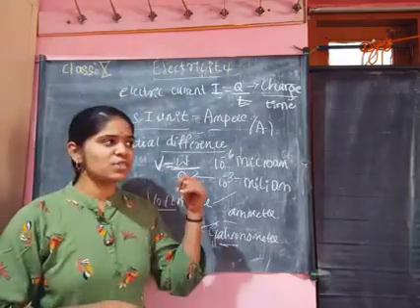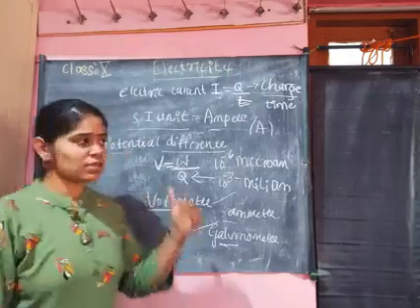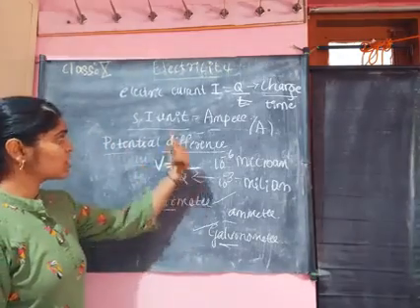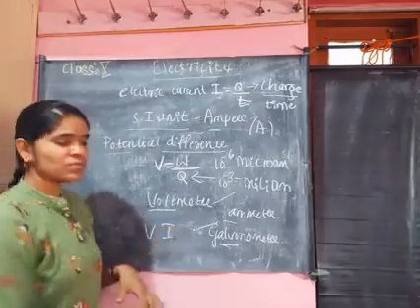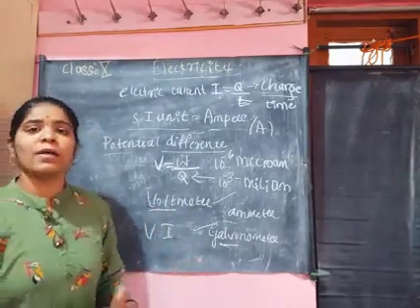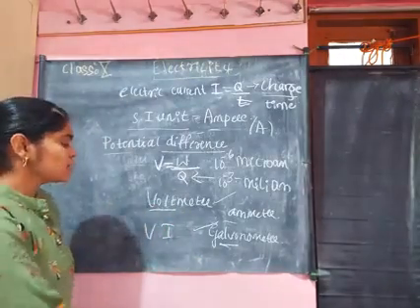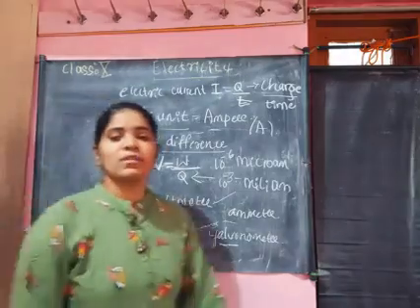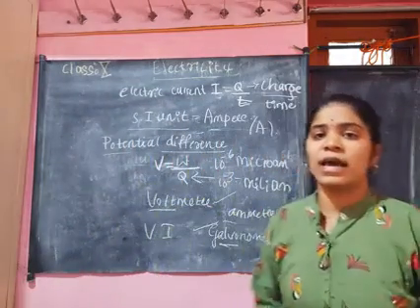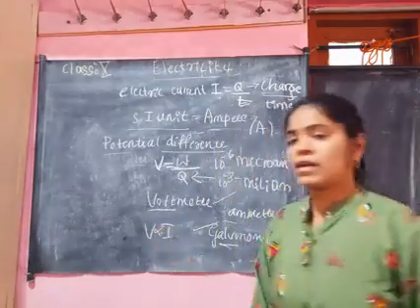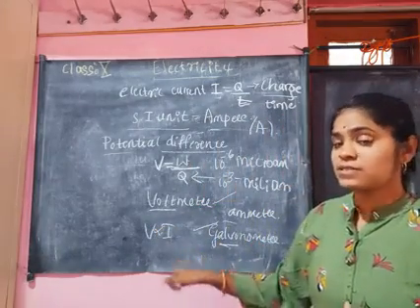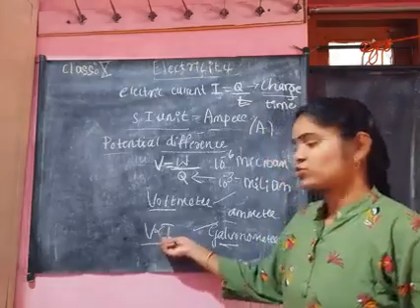Observing this, there must be a link between these two. What is the link between potential difference and the current I? This is nothing but Ohm's law. Ohm's law states that the electrical potential difference in an electrical circuit is directly proportional to the electric current produced in that circuit. That is, V is proportional to I.